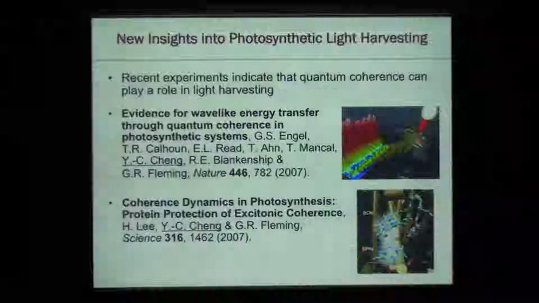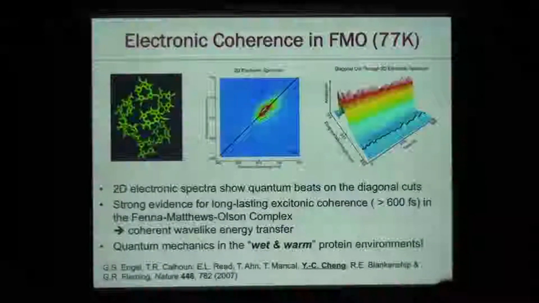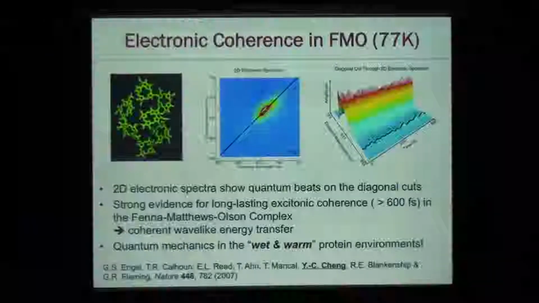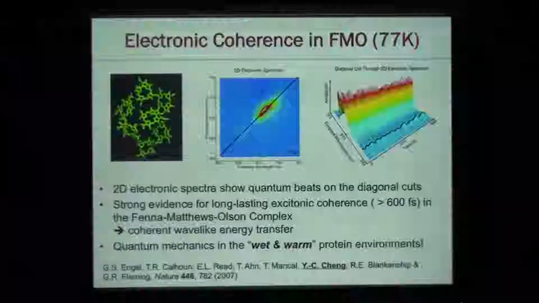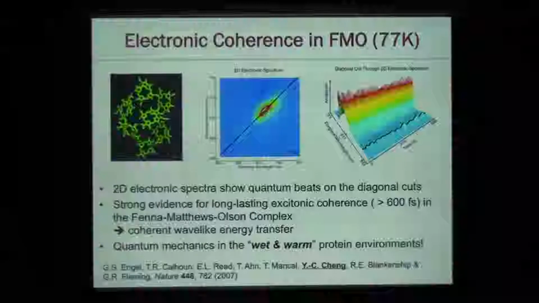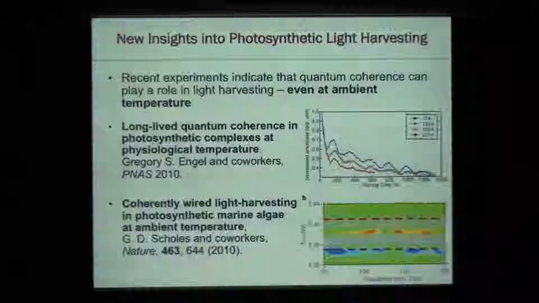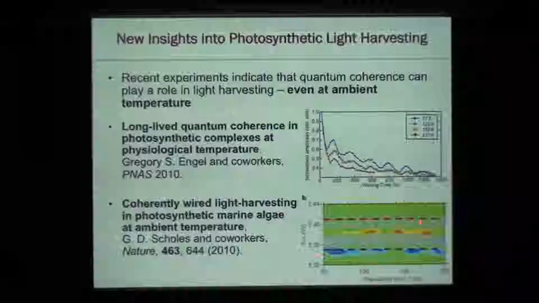Okay, so the first experiment was done at 77 K, and the most severe criticism at that time was that this is not anything meaningful to biological systems. 77 K is too low a temperature. How about room temperature? So they performed the measurement. This is really at room temperature, 20 degrees Celsius.